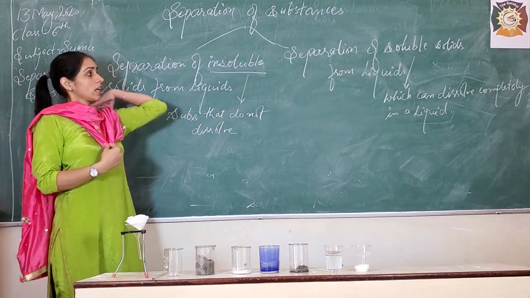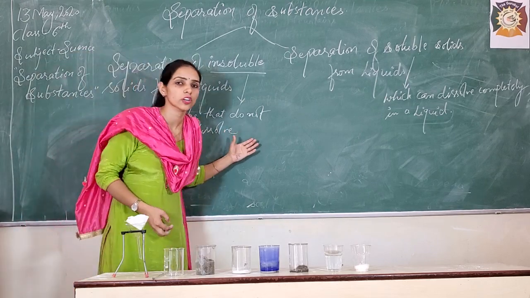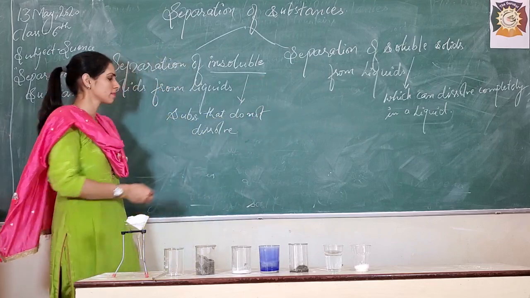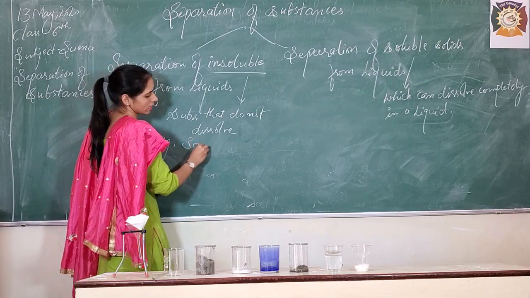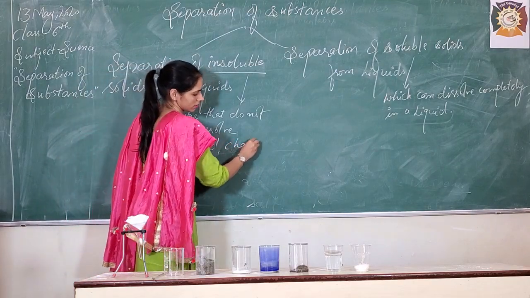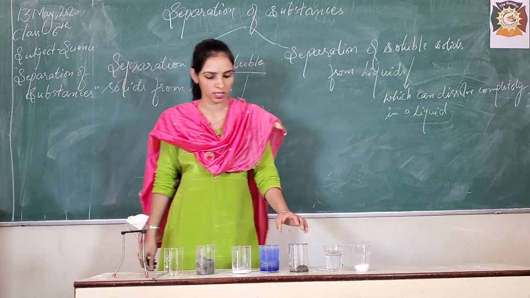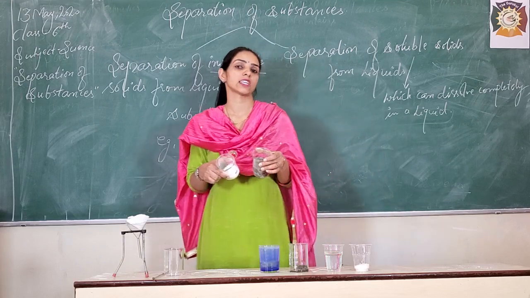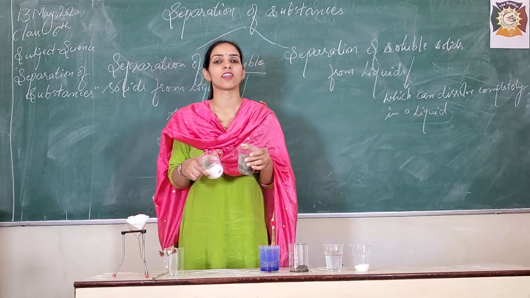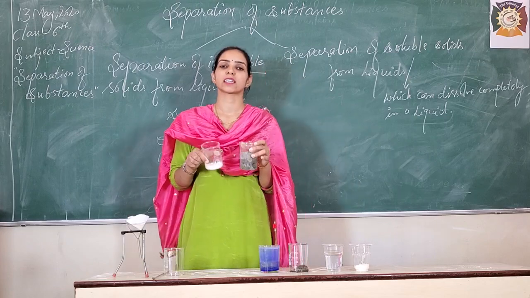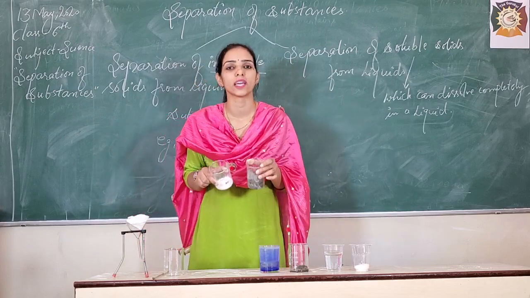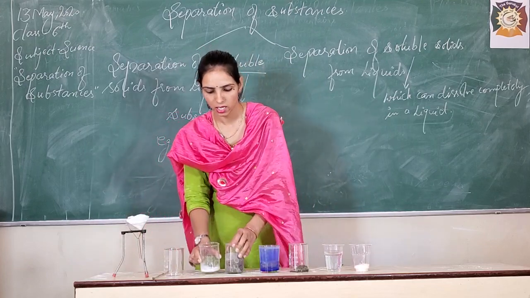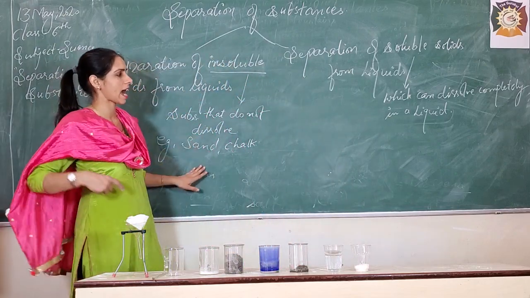If you ask, ma'am, what are examples of insoluble substances? Examples are sand and chalk. For example, here I have sand and this chalk powder. Will they get dissolved in water? No, they will not dissolve in water, and they will settle down in the mixture. So insoluble substances are sand and chalk.